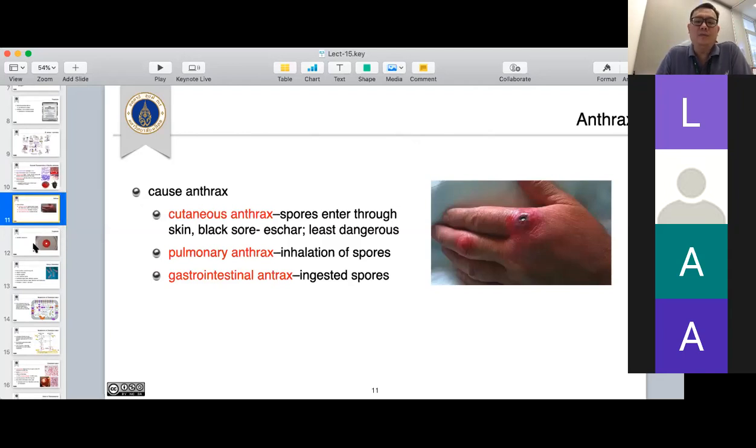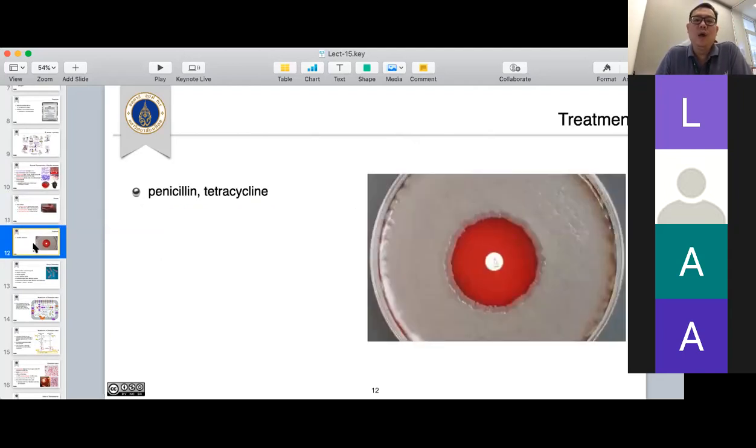Anthrax itself is sensitive to penicillin. If you culture the bacillus and put penicillin on it, you will get a clear zone like this. This is very obvious, okay? Bacillus anthracis is known to be a biological weapon, okay?